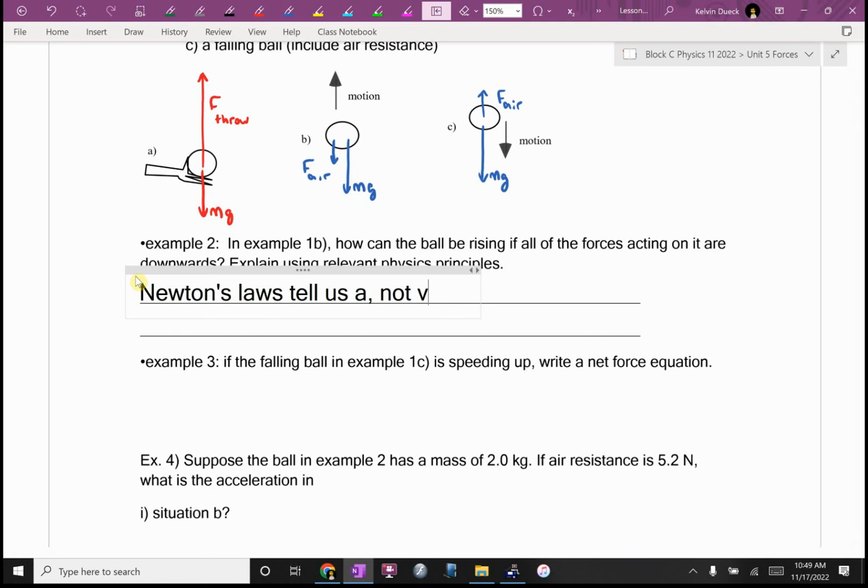I will try and get you with those in the future with little thought puzzles or clicker questions or things like that as well. I will tempt you to mix up velocity and acceleration. Newton's laws don't tell us anything about velocity.